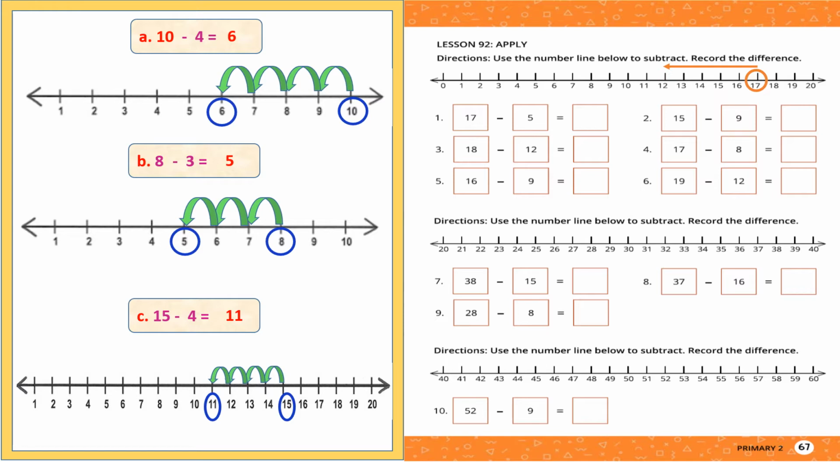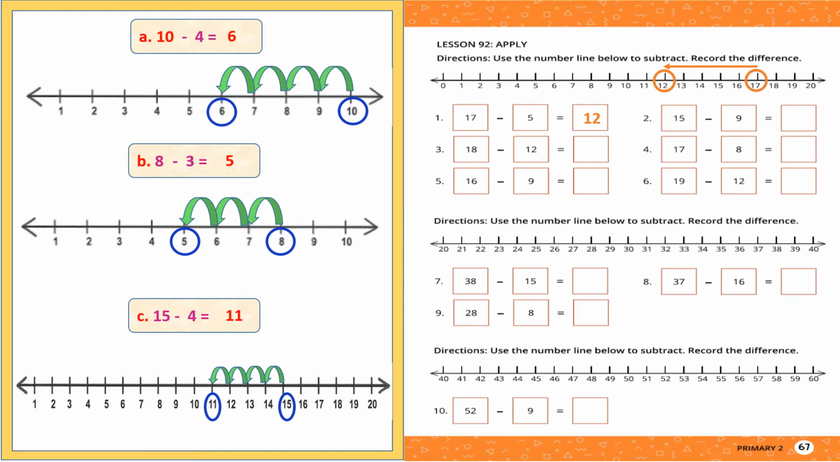The next question, 15 minus 9. So we mark 15 and count back 9 steps. 1, 2, 3, 4, 5, 6, 7, 8, 9. Till we reach what? We started at 15 and counted back 9 steps. Till we reach 6. So the answer will be 6. You can solve it also by counting from small number to big number.